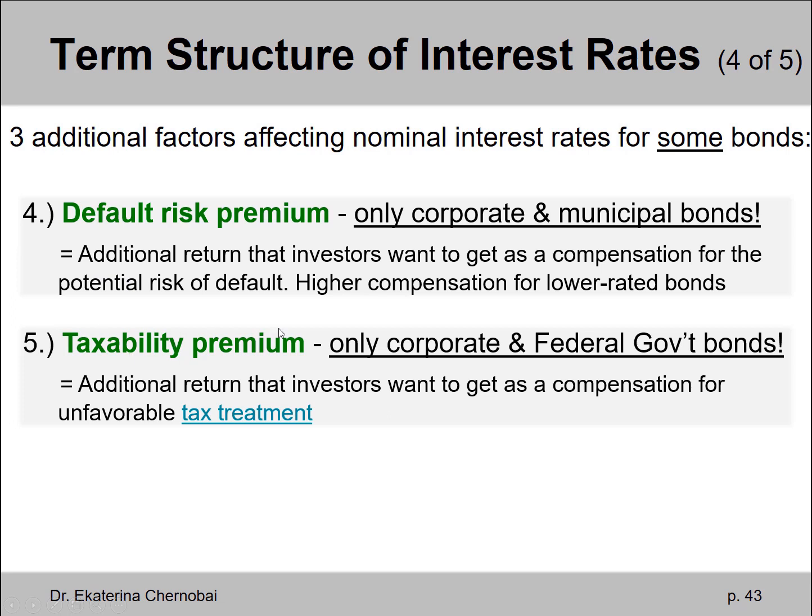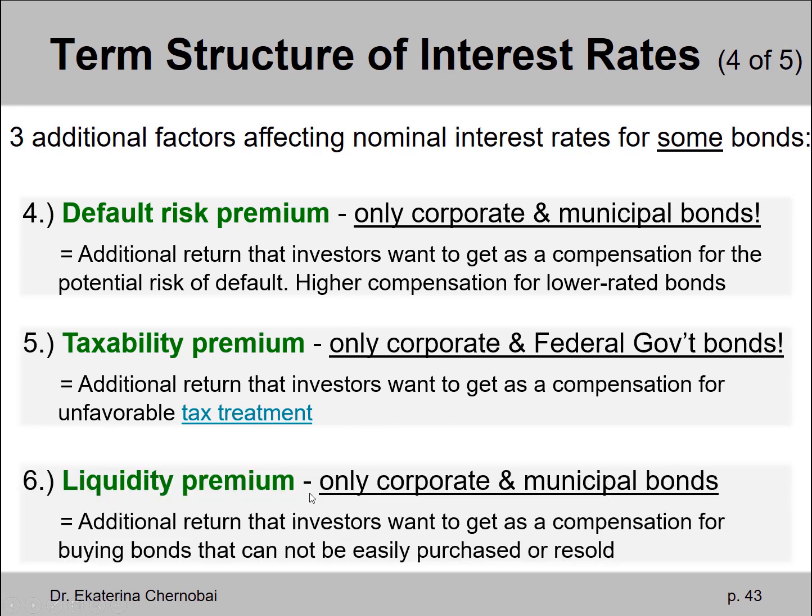Then number 5, again, this is a factor that is true for some bonds, but not all. So we had corporate bonds, federal government bonds, and municipal bonds. Corporate bonds and federal bonds pay coupon payments that investors will need to pay tax on. Investors that buy local government bonds don't need to pay taxes on that additional income, right? The coupon payments that they receive. And so in order to make corporate and federal government bonds attractive to investors, the return must be higher. That's the taxability premium.